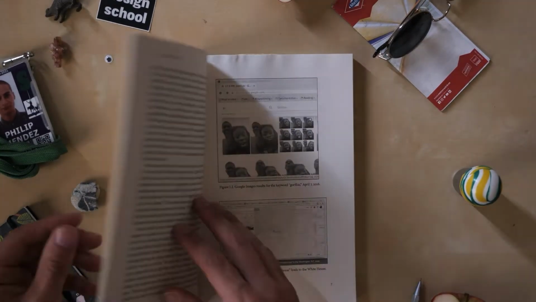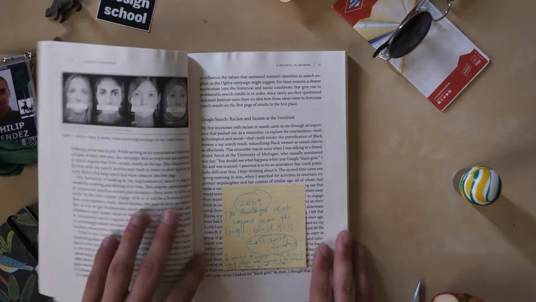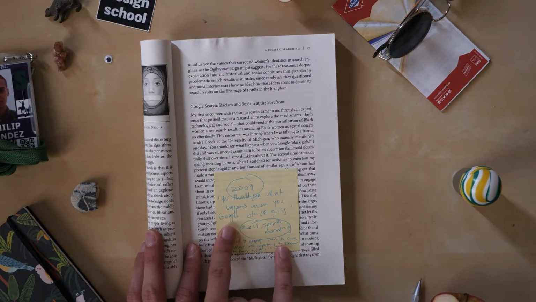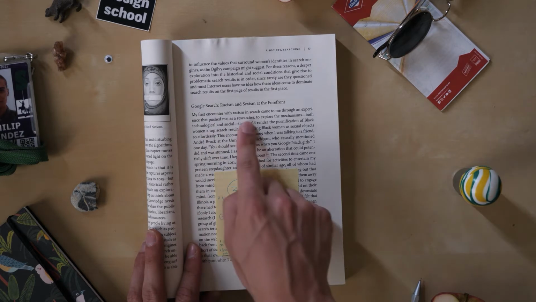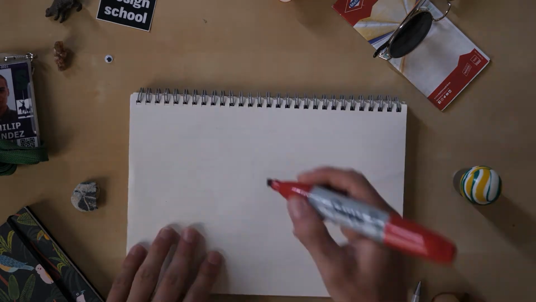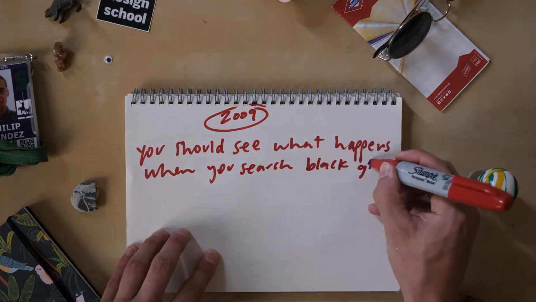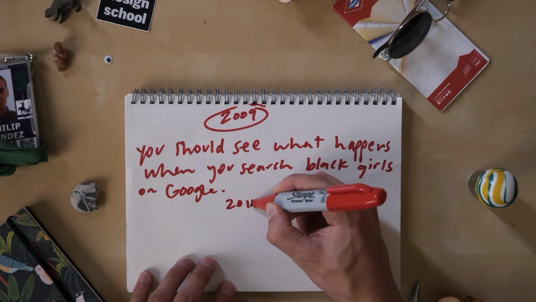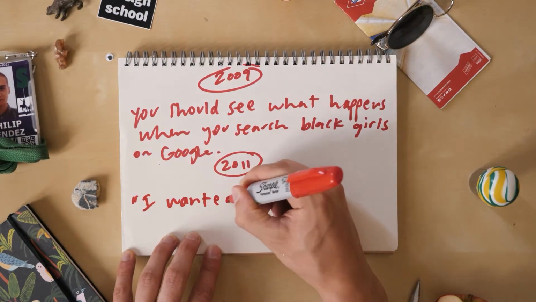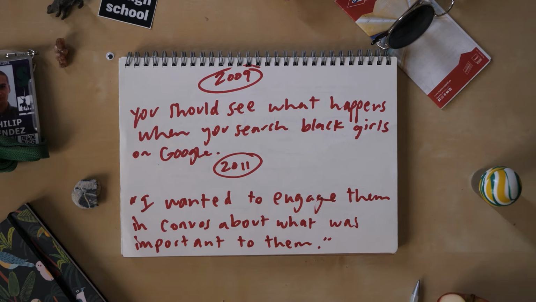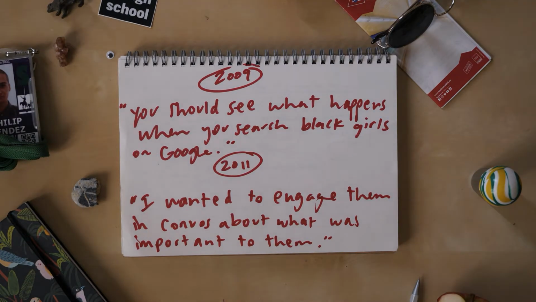Okay, so I wanted to start with her motivation to write the book. On page 17, she talks about 2 instances where she encountered racism in search. In 2009, a friend told her, "You should see what happens when you search black girls on Google." Then, in the spring of 2011, she said she wanted to engage her girls in some conversation about things that they cared about while they were on vacation or having some family time.